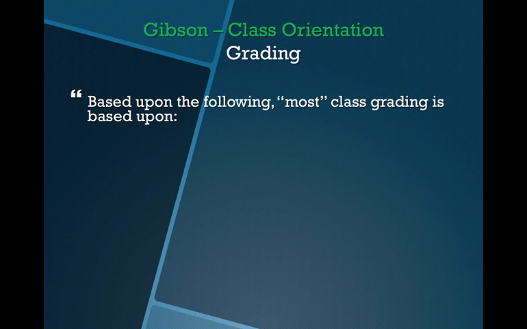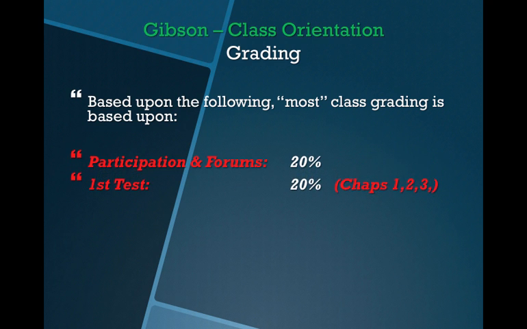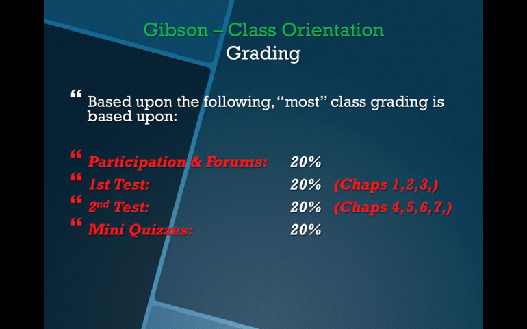The grading process really is based upon participation in the forums, being about 20% of your grade. The first test, chapters 1, 2, and 3, is another 20% of your grade. The second test, chapters 4, 5, 6, and 7, is another 20% of your grade. You have about 6 mini quizzes scattered throughout the semester. That's 20% of your grade overall.